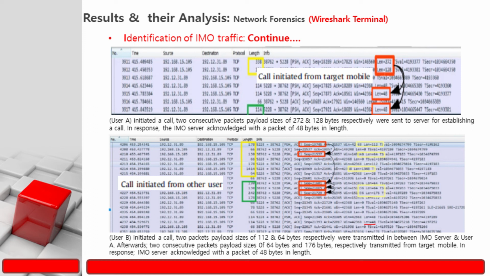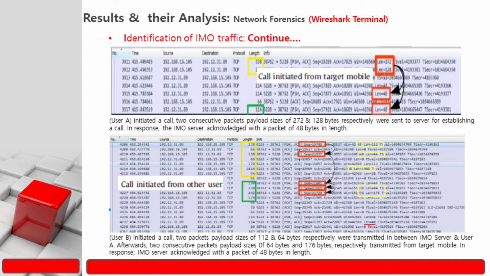So we can see another traffic pattern of IMO traffic for a call initiated from one target mobile. We see user A initiated a call, and two consecutive packets with payload sizes of 272 and 128 bytes respectively were sent to the server for establishing a call, displayed in the red square. In response, the IMO server acknowledged with a packet of 48 bytes in length, again displayed in a red square box.